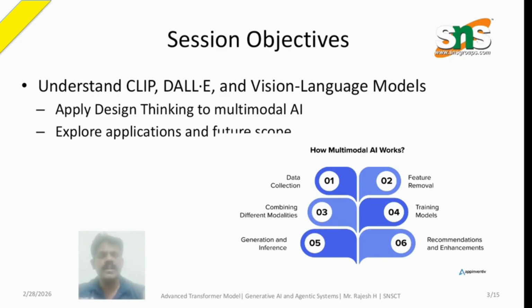Let's see how this multimodal AI works. It has 6 steps. The first step is to collect the data from various sources, and certain features are extracted in the second step. Then it combines the different modalities like images, videos, text, etc. Then it creates the training model data, followed by generation with inference, benchmarks and endpoints. And finally, it makes recommendations, and those recommendations can be further expanded or enhanced.